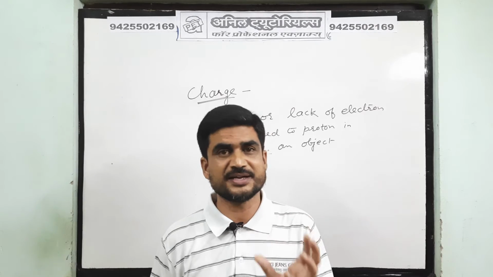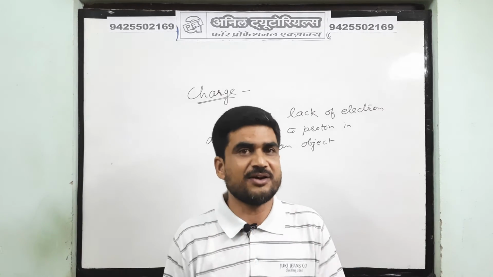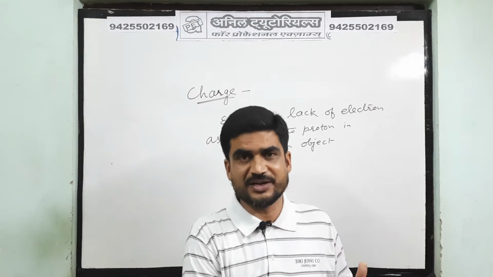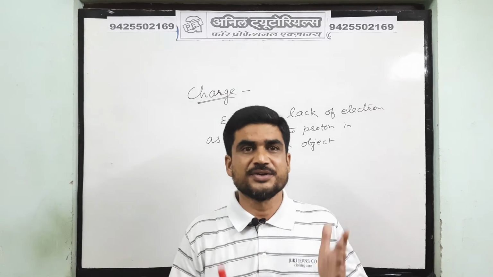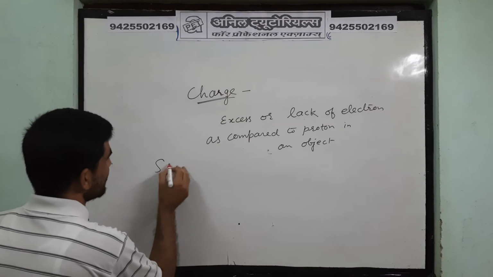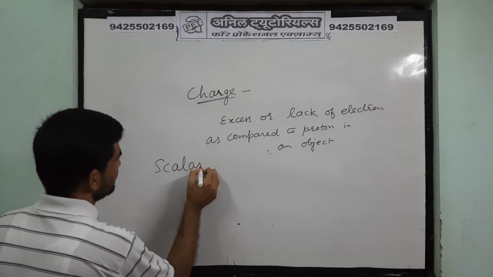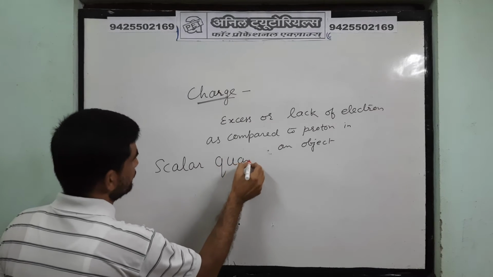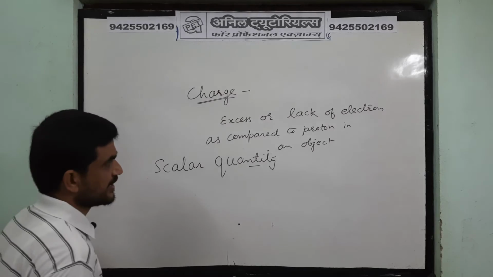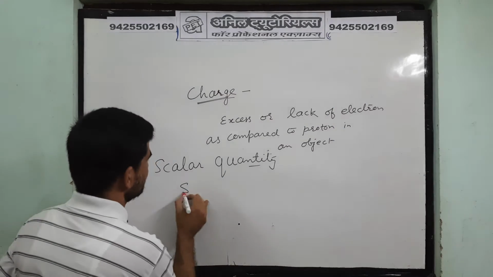You know the electrical charge is a physical quantity, and all physical quantities fall under two categories: either a vector quantity or a scalar quantity. So charge is a scalar quantity. Clear? Scalar quantity. What is its SI unit?